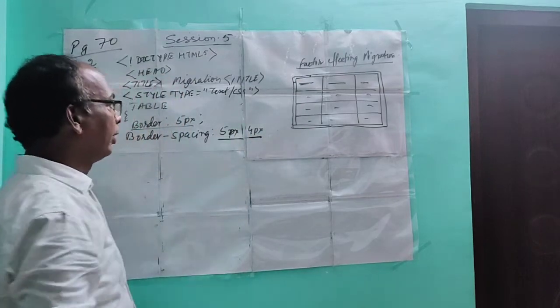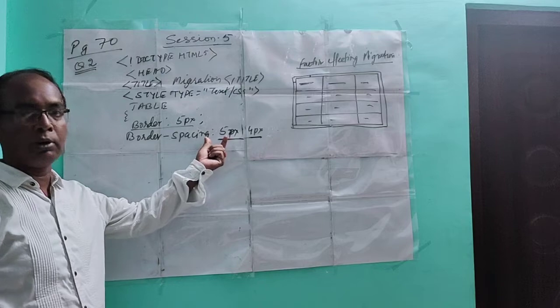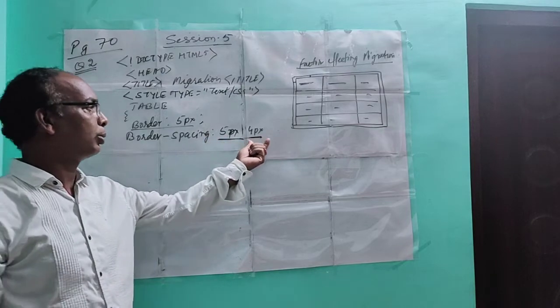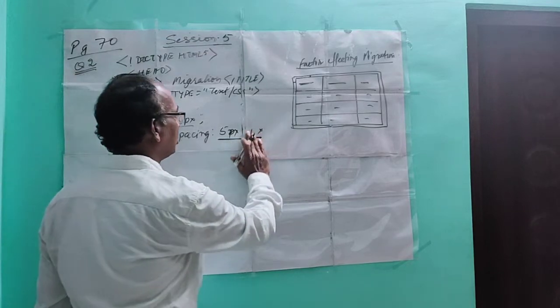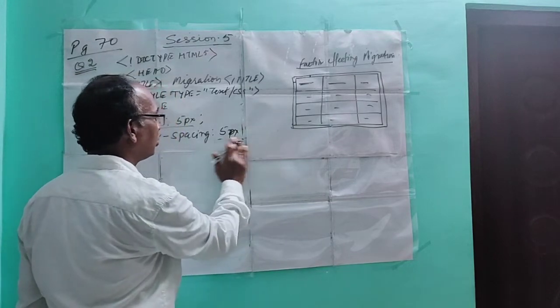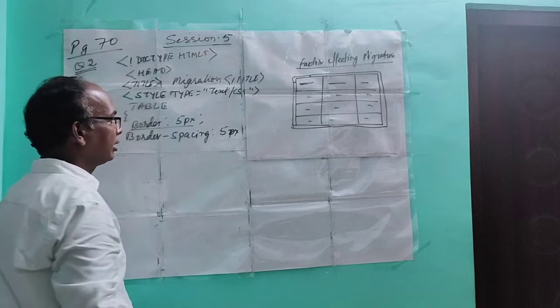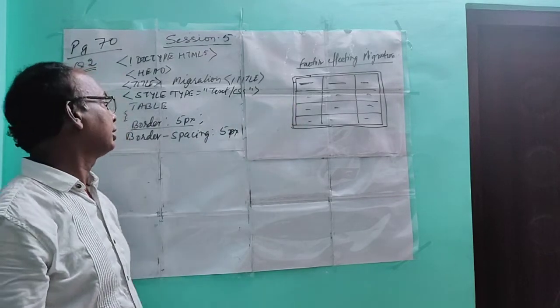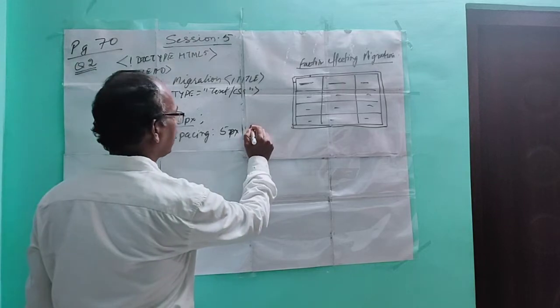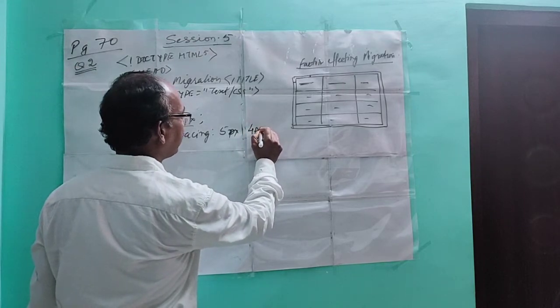I am using 2 values. Value 1 and value 2. Value 1 is for horizontal and value 2 is for the vertical. But if you use only one value, then this 5px is used for both horizontal and vertical spacings. Okay, 5px or 4px.